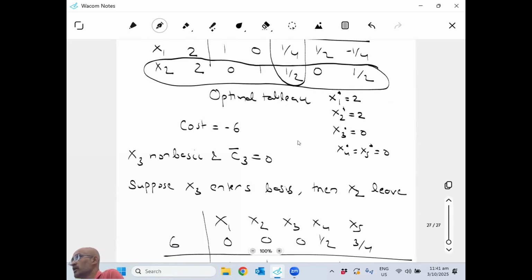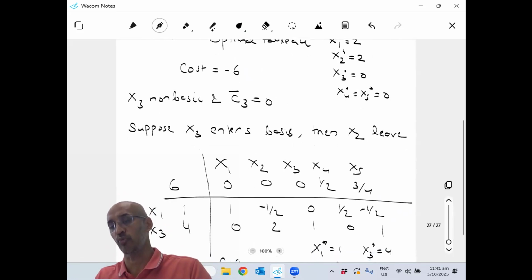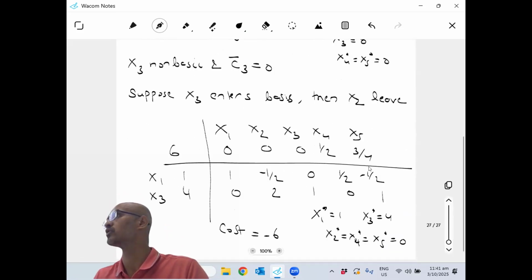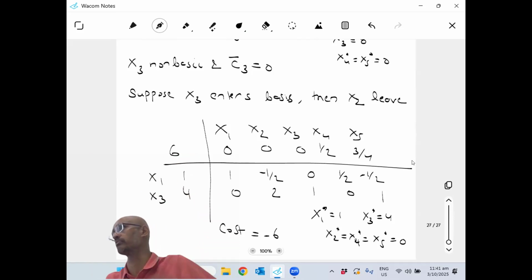So I'm still optimal, and I move to a new point. Now it turns out any convex combination of these two points will also be optimal. That's just true for LPs. So I've got two basic feasible solutions which are optimal, and every convex combination will also be optimal. Anyway, it's easy to identify multiple optimum solutions by looking at the reduced cost of non-basic variables.